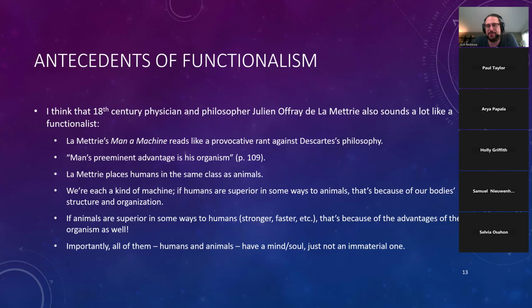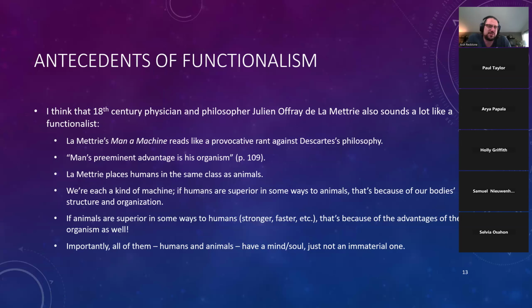Lamettrie says, no, no, we're animals just like other animals, and we have advantages due to our organism, like our hands, our vocal cords, and our big brains. But other animals have other advantages over us. Dogs have an amazing sense of smell, birds can fly and have excellent eyesight, right? If we're superior in some ways, it's because our organism confers some advantages, and our brain confers us with an advantage of reason. But other animals have other advantages, and we might not even be that superior to certain of these animals.